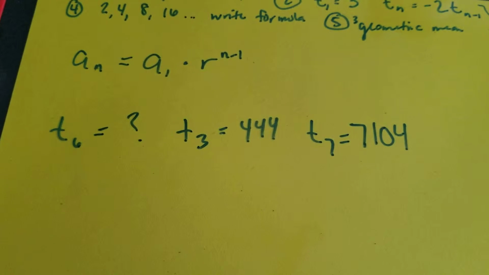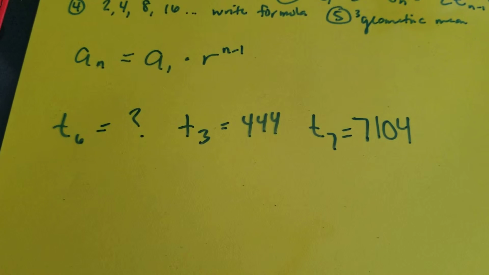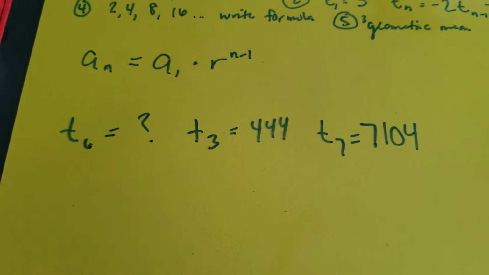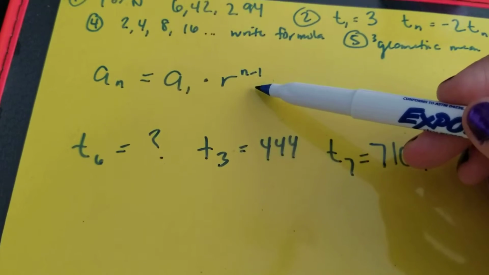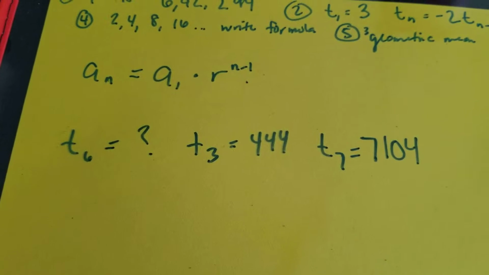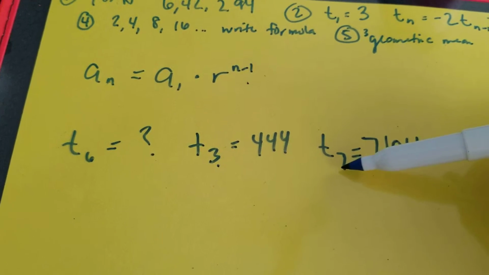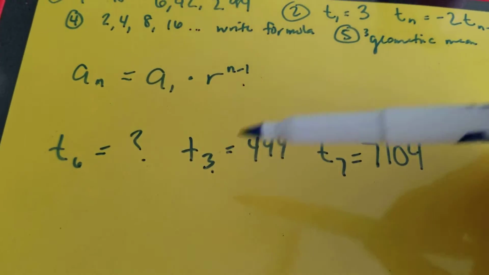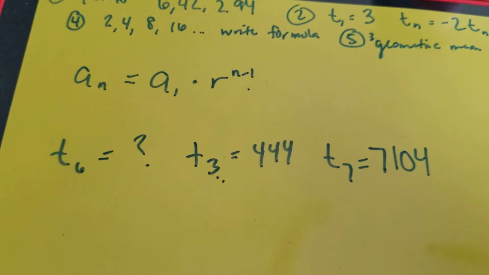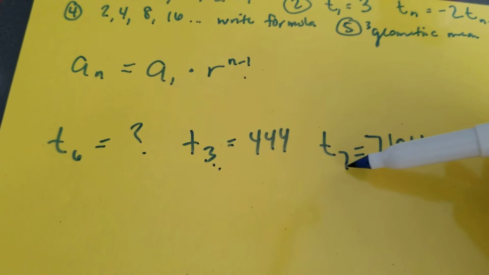Alright, so in order to figure this out, we need our ratio. We need to figure out what the difference is between each one. So I'm going to use a formula to figure that out. Now, things get a little complicated because they give you the third term instead of the first term. So we basically have to pretend that this is the first term. So if this is the first term, then that's 2 terms earlier. So that means that this is going to be theoretically the seventh term.